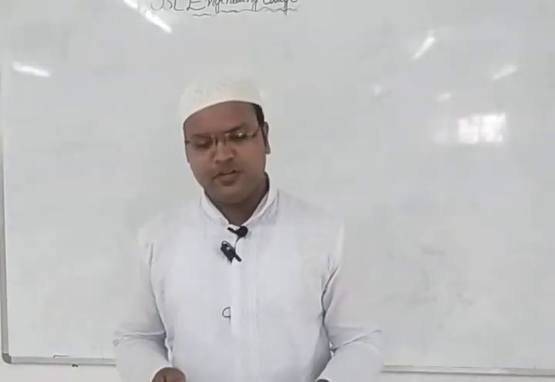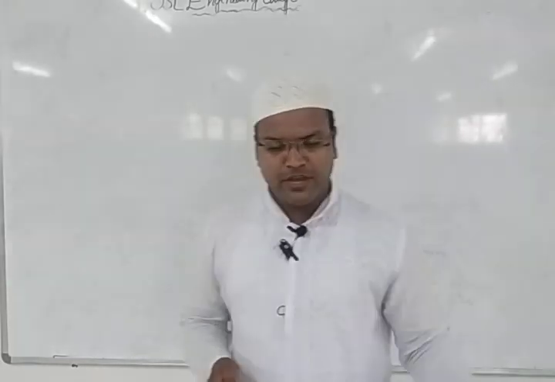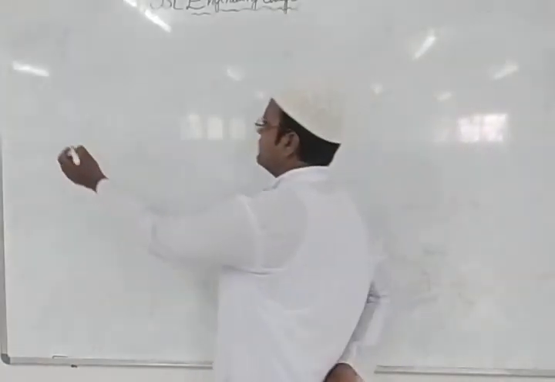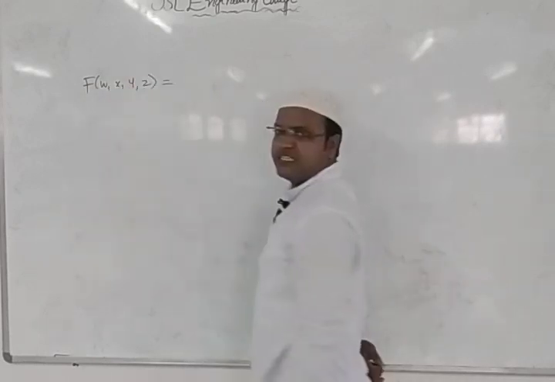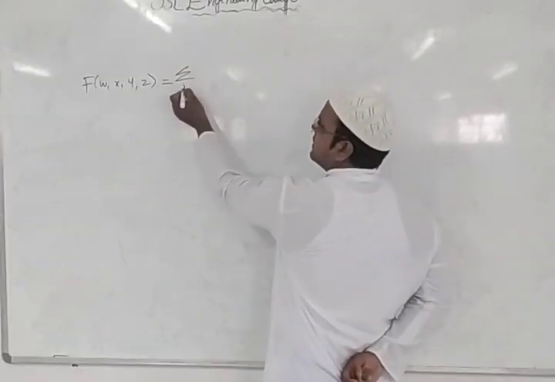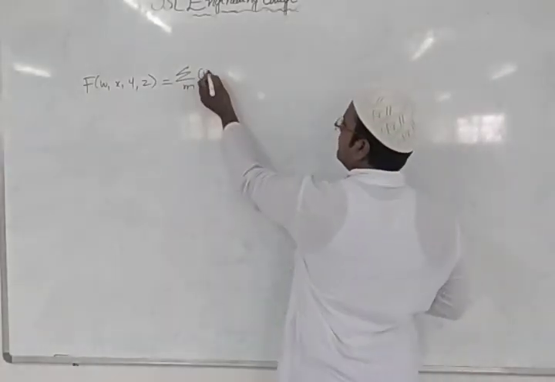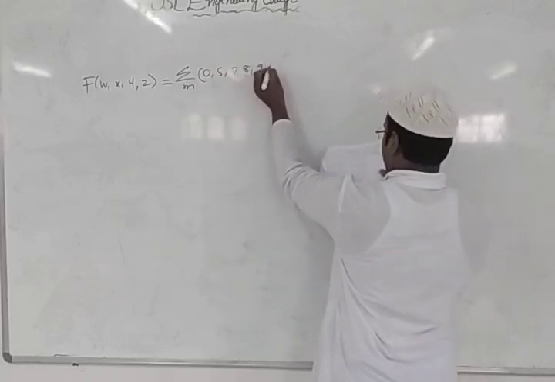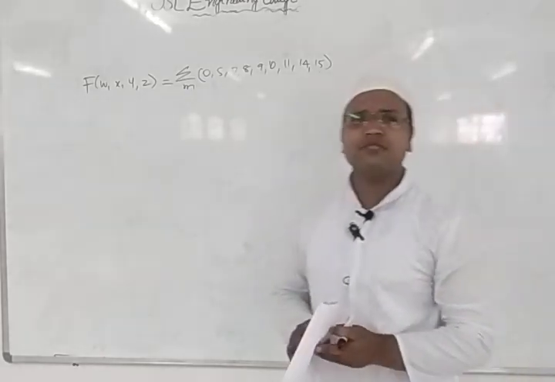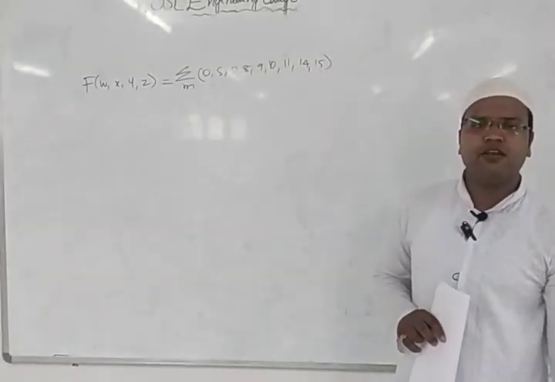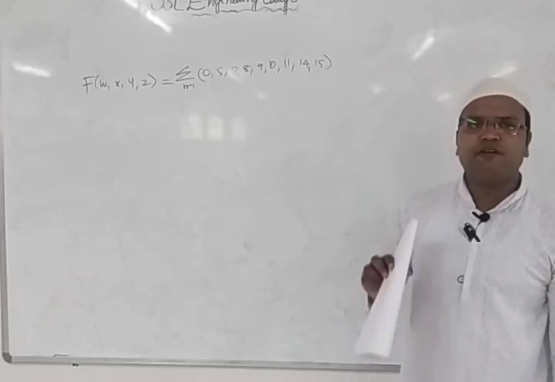So I gave from unit 1, question number 1: find the minimization of the function f of x, y, z, w. We gave a function, so either you can take it as w x y z or x y z w. Summation m of the given values are 0, 5, 7, 8, 9, 10, 11, 14 and 15, by using the Quine-McCluskey method or tabular method, and you need to find the essential prime implicants. If they did not mention it, you have to solve and get it.